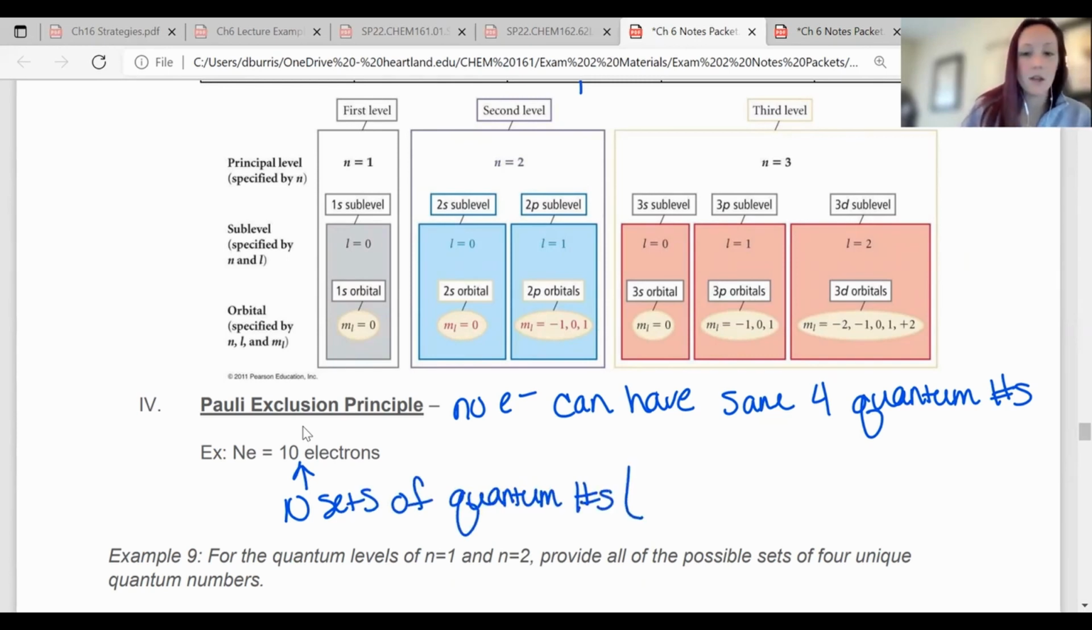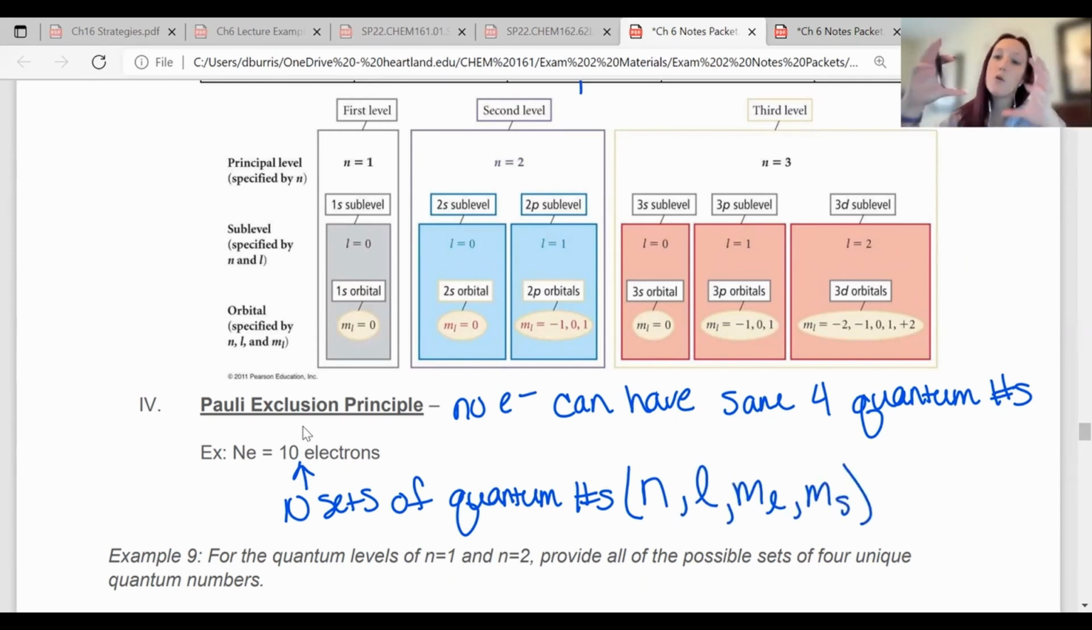Those numbers go, you first list the n, the energy level, and then the azimuthal quantum number, and then the magnetic quantum number, and then the spin quantum number. So this set of 4 numbers tells me where each individual electron is. So how do these numbers work? If I say, give me the quantum numbers for this specific electron.